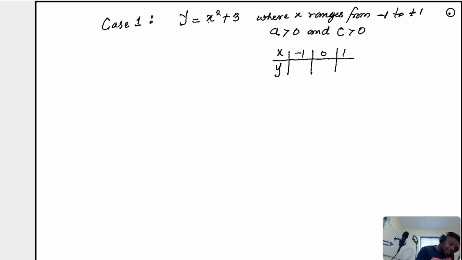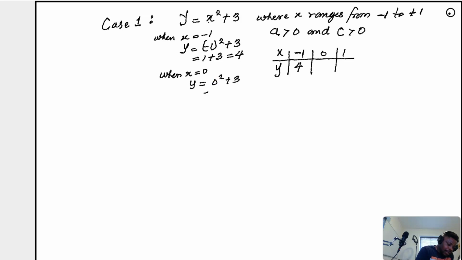So let's say when x is minus 1, what do we get for y? Minus 1 squared plus 3. This is 1 plus 3, and that is 4. So when x is minus 1, y is 4. Then when x is equal to 0, let's see what we get for y. 0 squared plus 3 is 0 plus 3, which is 3. So when x is 0, y is 3. When x is 1, 1 squared plus 3 is 1 plus 3, and that is 4.